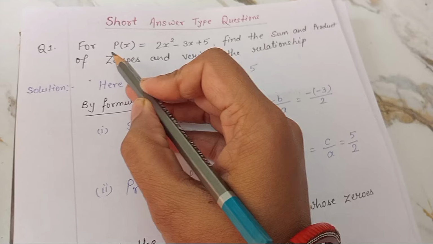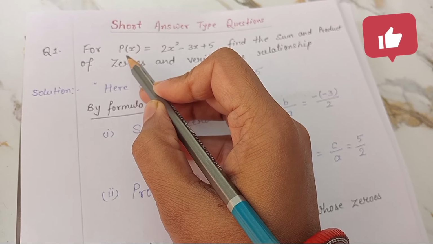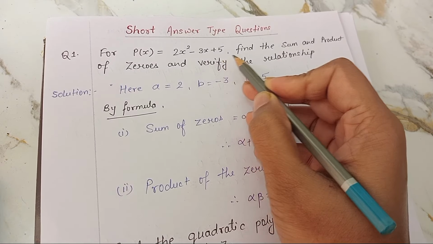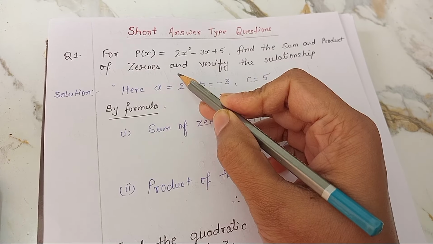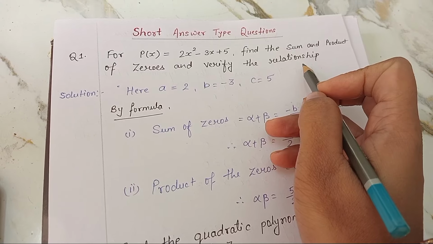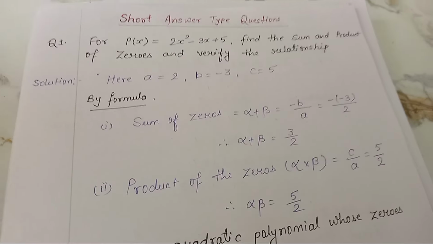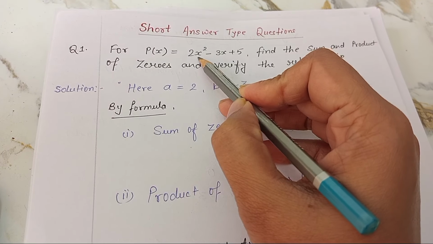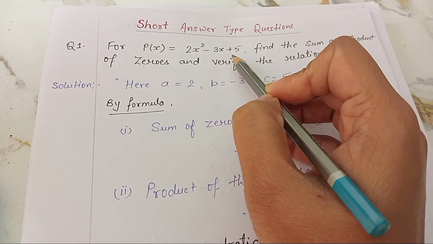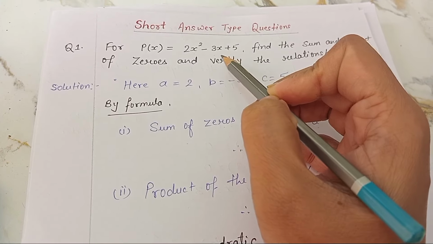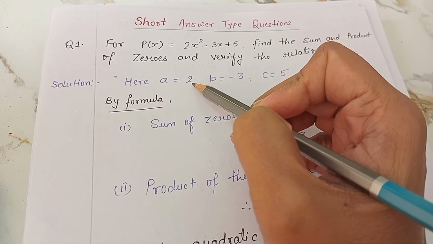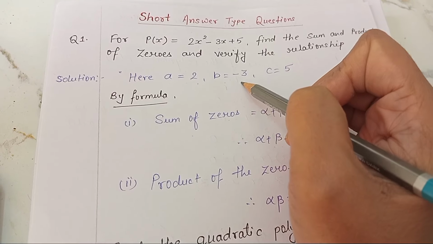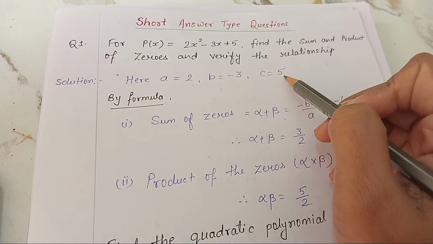Let's see question number 1. For p(x) = 2x² - 3x + 5, find the sum and product of zeros and verify the relationship. Given polynomial p(x) = 2x² - 3x + 5. First, let's identify our coefficients. So here a = 2, b = -3 and c = 5.